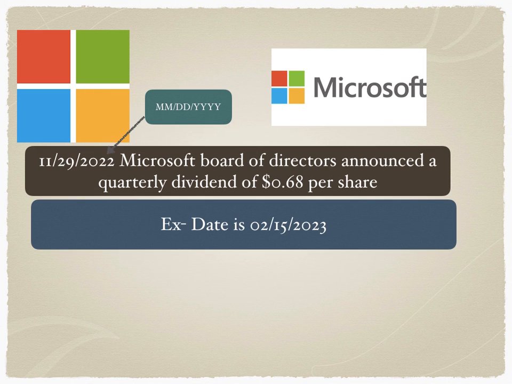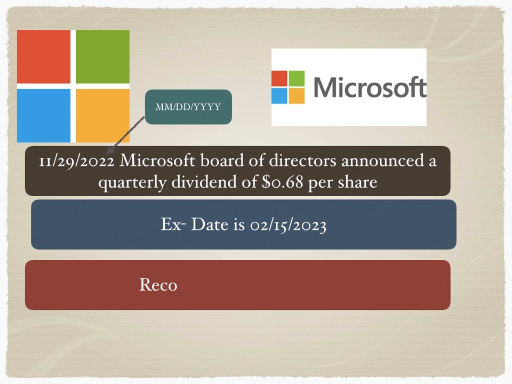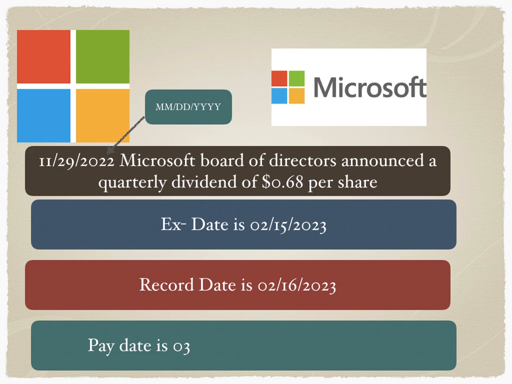The X date is 15th February 2023. The record date is 16th February 2023. Now, these three items are there in the announcement. The announcement date is there, the X date is there, the record date is there. Does that make the announcement complete? No, not at all. The announcement is not complete because the most important thing is missing, and that is the pay date. The pay date is 9th March 2023.